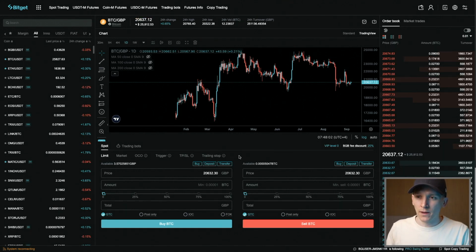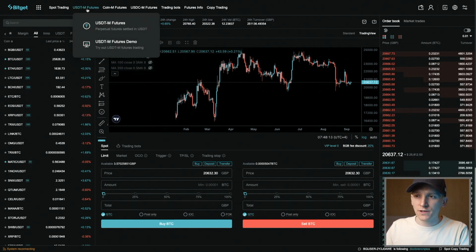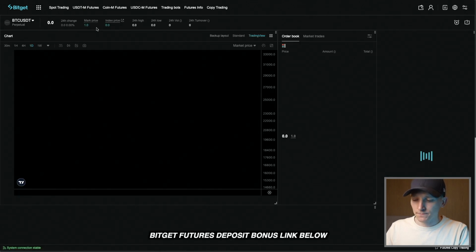Now we'll look at futures trading on Bitget. There's some differences here between spot and futures, which we'll go through. The spot market is where you buy and own crypto and you can withdraw it from the platform and it's yours. What we're going to do is go over to futures trading. So we can click US dollar tether margin futures. We're going to click this and we can go over to futures trading.